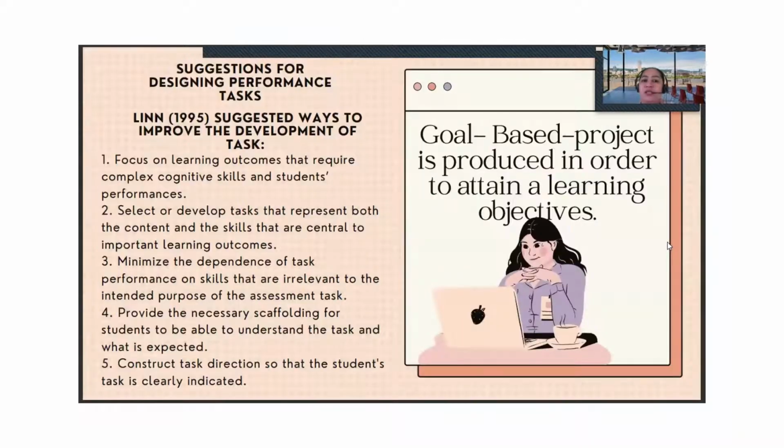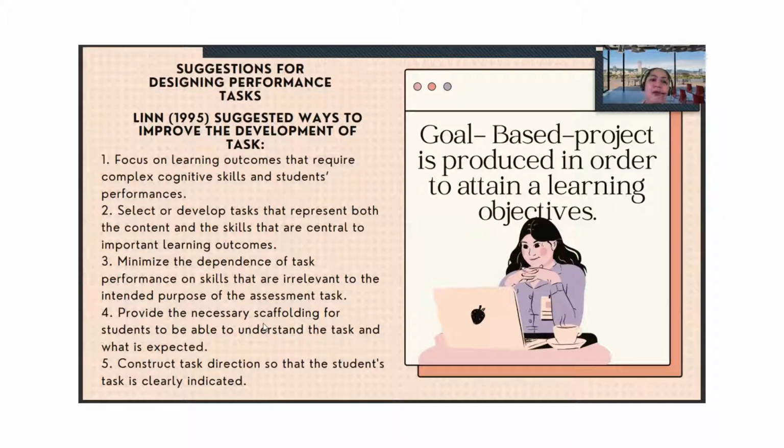Okay. Suggestions for designing performance tasks. According to Lean 1995, these are suggested ways to improve the development of tasks. Lean provides suggestions on how to create or improve your task design. A goal-based project is produced in order to attain a learning objective. So when we make a task design, we are doing a goal-based project because we want to attain the learning objectives or competencies that we want the students to have after the topic.